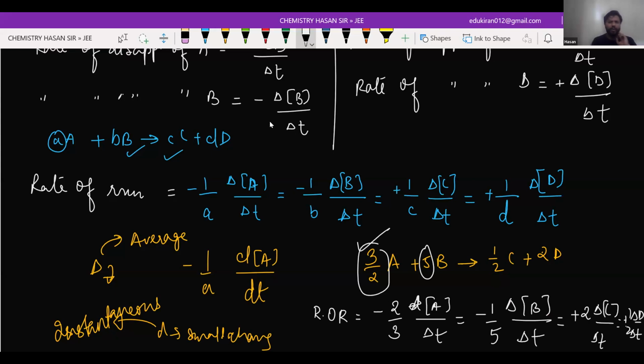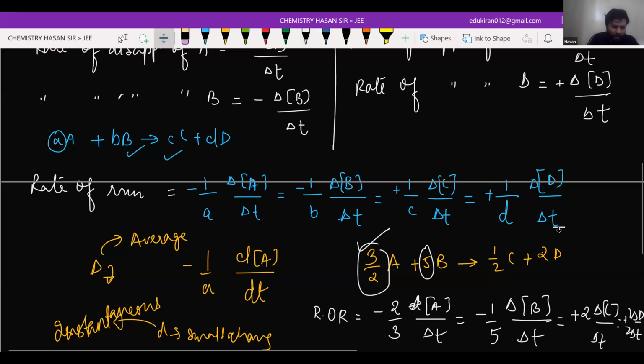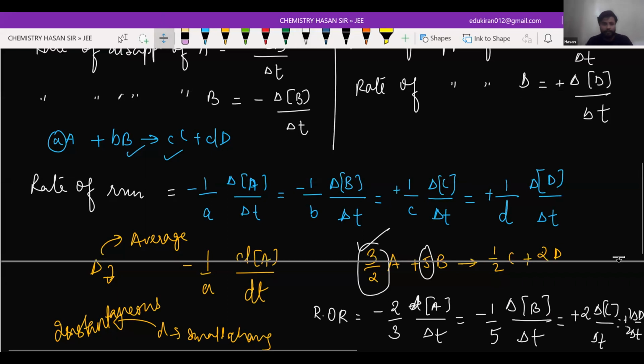I think it's clear to all of you. The rate of reaction formula, this is how we are going to write. So can I change the slide?